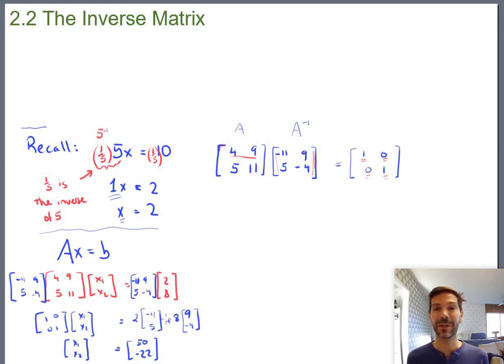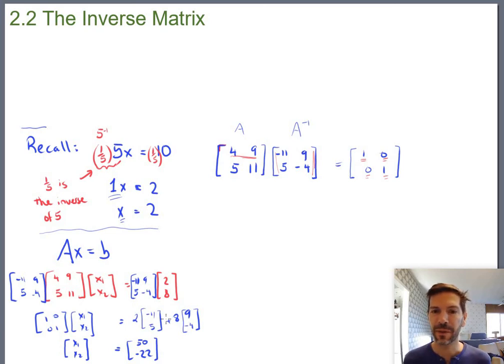So ta-da, we now have a second way to solve a system of linear equations by finding this inverse. And of course, I'll say if you're just solving one system of linear equations, probably the inverse is not the most efficient way to do it, because first you have to find the inverse, which we don't even know how to do yet, and then multiplying by the inverse is more work than just row reducing.